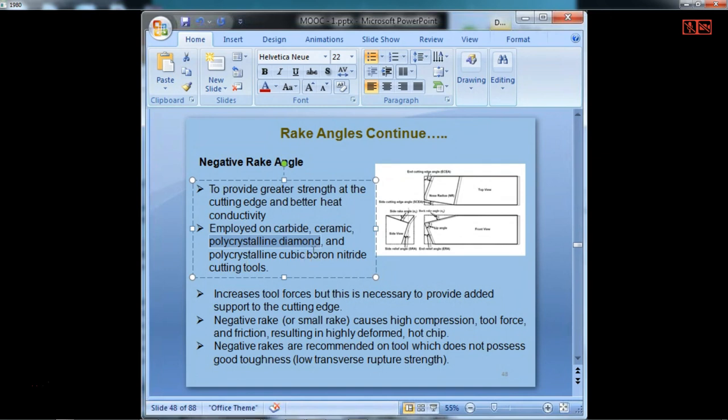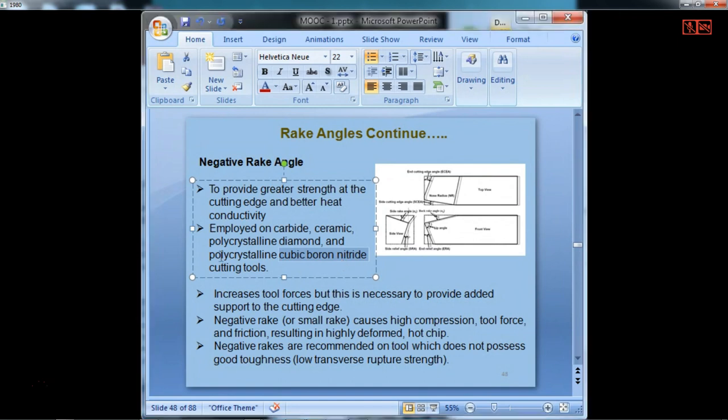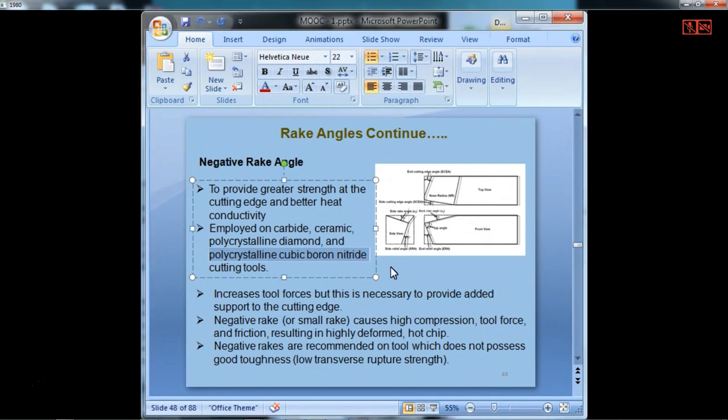And also polycrystalline cubic boron nitride. It is called CBN, cubic boron nitride cutting tools, which are becoming popular these days because they give a very good surface finish, and also the tool life will be high. So CBN tools. This term you can remember, PCD tools, CBN tools, which are very advanced tools. These CBN tools are also polycrystalline cubic boron nitride, PCBN tools.